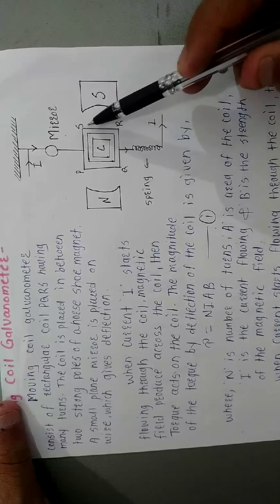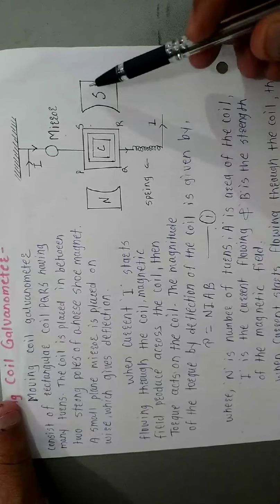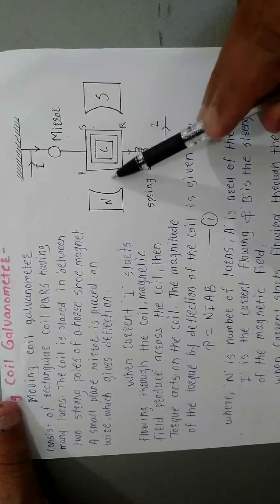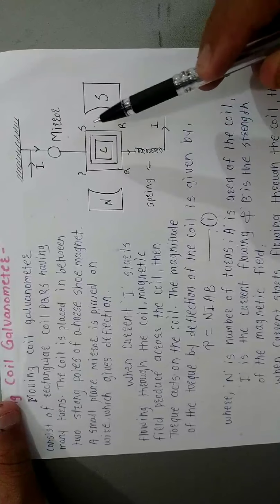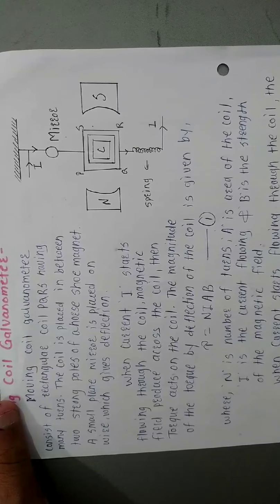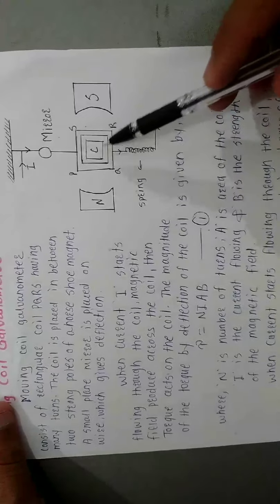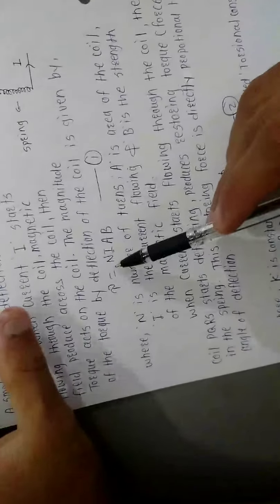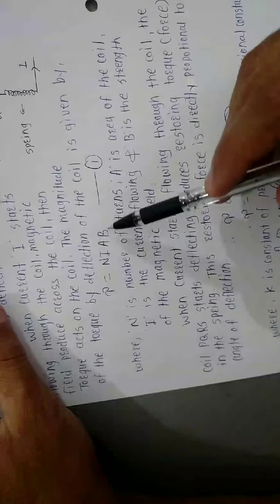Now when the current starts flowing through the coil, it produces a magnetic field. Also one more magnetic field is produced by the two strong pole pieces of the magnet. So there are two magnetic fields. Due to these two magnetic fields, the coil experiences a torque. The magnitude of that torque is given by NIAB. This is equation 1.